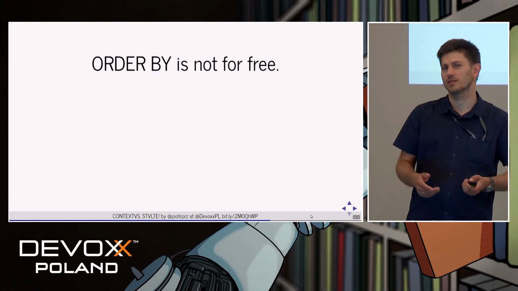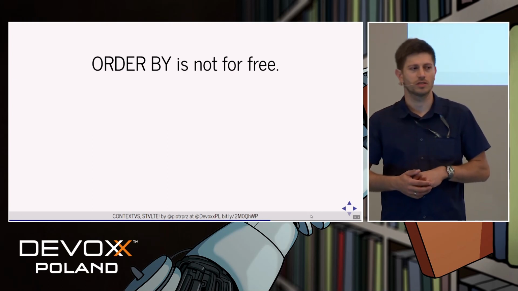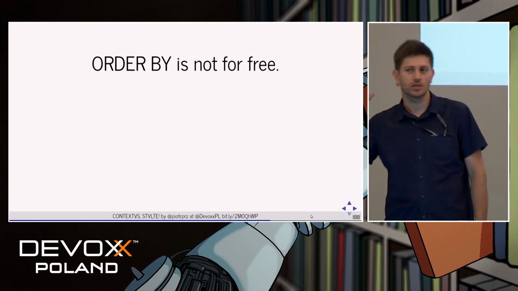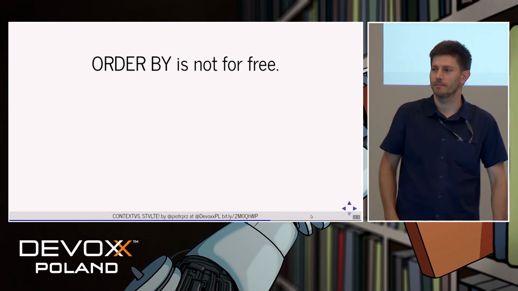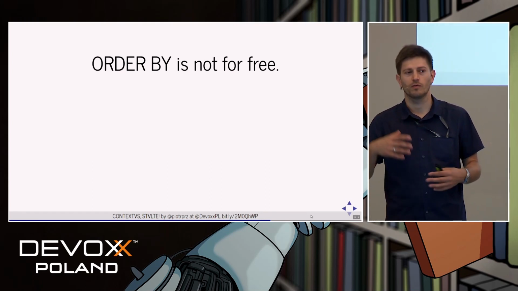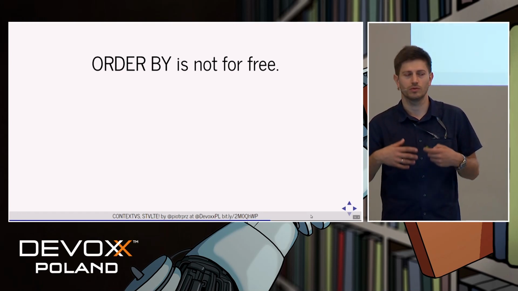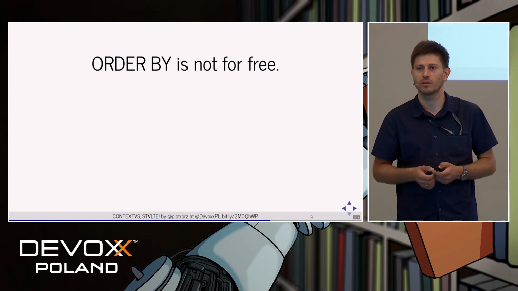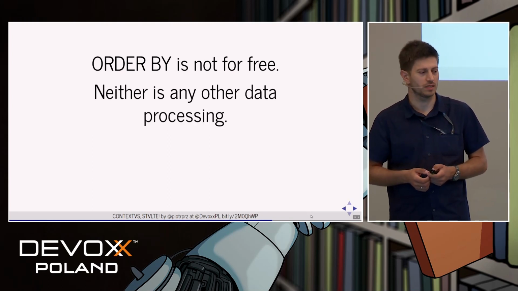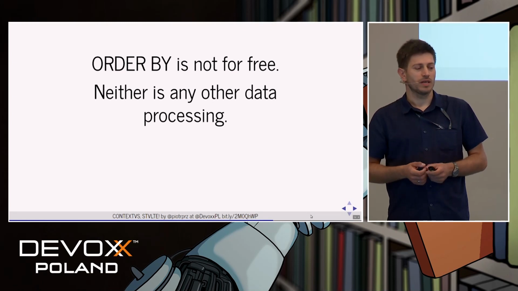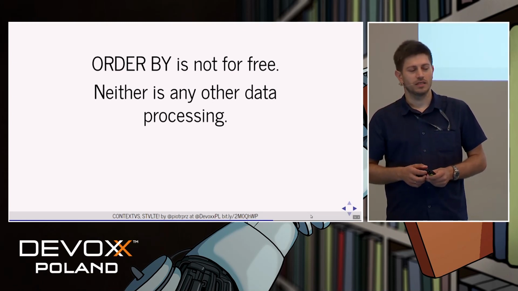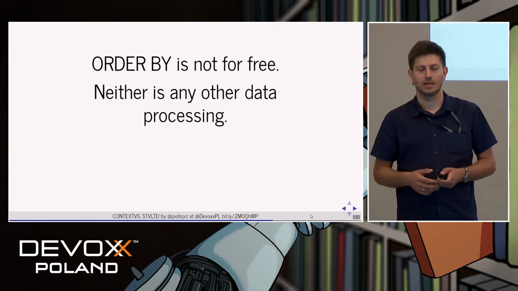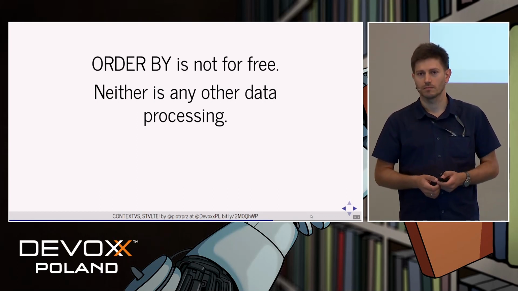I think this comes from academia. From many students, when they have a requirement to sort something, they instantly use order by, because this is the way they know for sorting data. And sometimes you simply shouldn't use that, because it will work, but it's not the best way of sorting data. So order by is not for free, and any other data processing is also not for free. Every processing of data costs you something, simply.